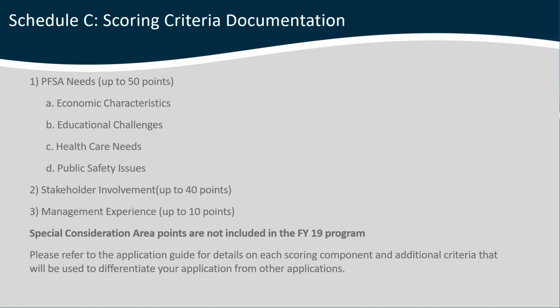Management experience, where up to 10 points are available, so that's experience that the organization has in operating a broadband system, a project similar to what's being proposed in this application. As noted before, there are no special consideration area points for this year's program. Refer to the application guide for details on each scoring component and additional criteria that will be used to differentiate your applications from other applications. So that's that kind of tiebreaker stuff that we talked about previously.